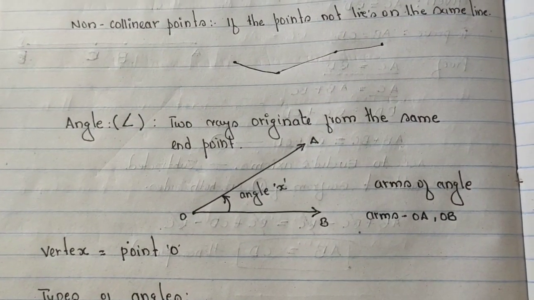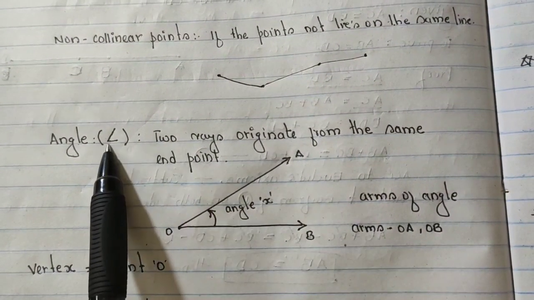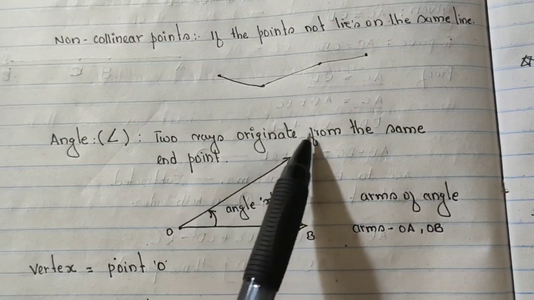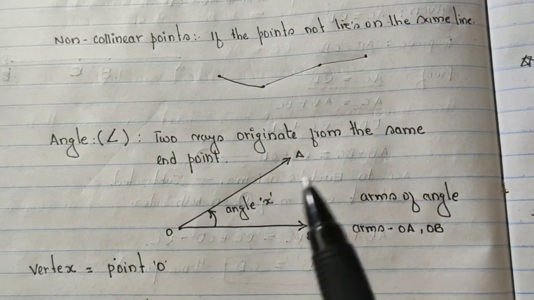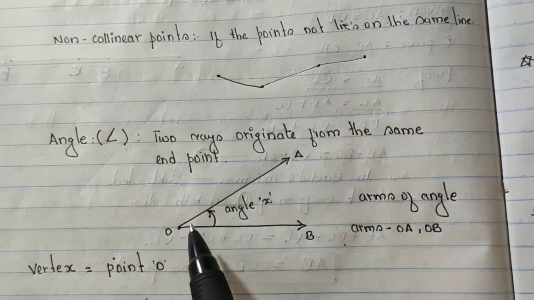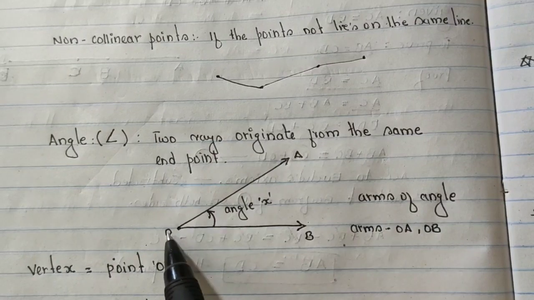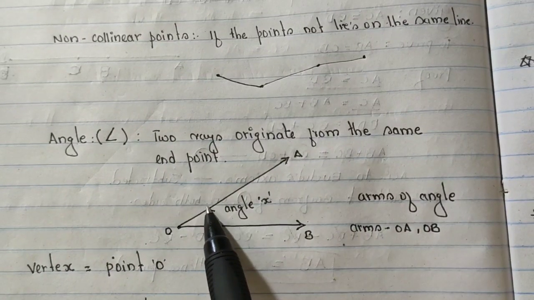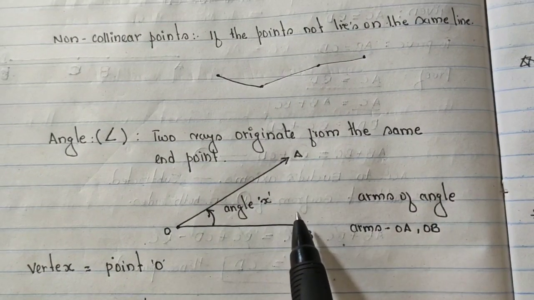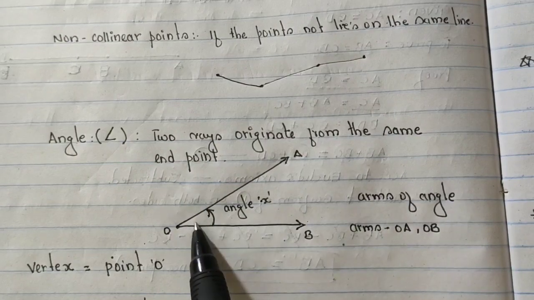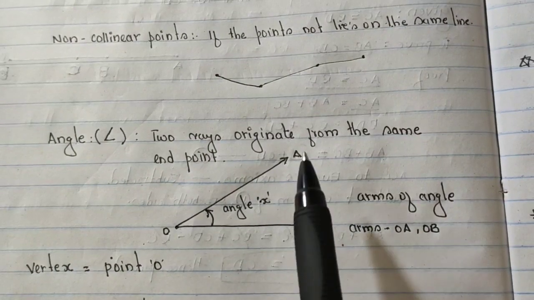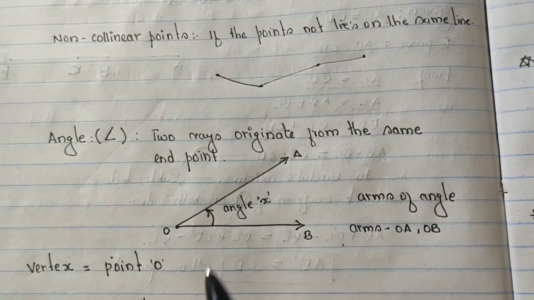Now, angle. An angle is represented by this symbol when two rays originate from the same end point. These are the rays that we have seen, one ray, then another ray, originating from the same point O and making an angle. I have given it the name X. Once this angle is formed, OB and OA are the arms of angle AOB, because this is the angle.